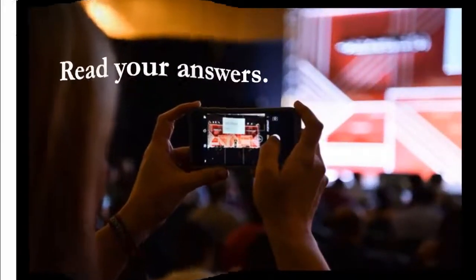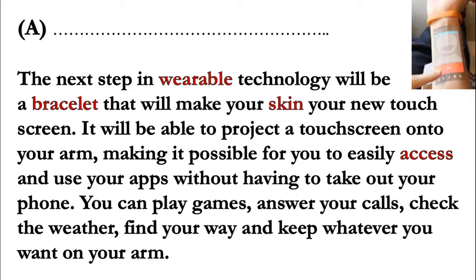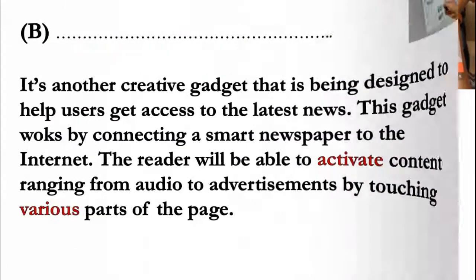Let's check the answers here. The first one, if you look here at the picture, we have a bracelet here, but here we have also skin. And this bracelet allows you to access and use your apps without having to take out your phone. So what can we call this creative gadget? We are going to call it wearable bracelet. Wearable bracelet.